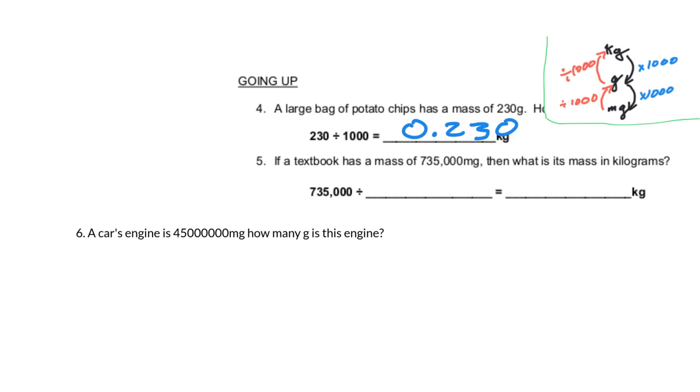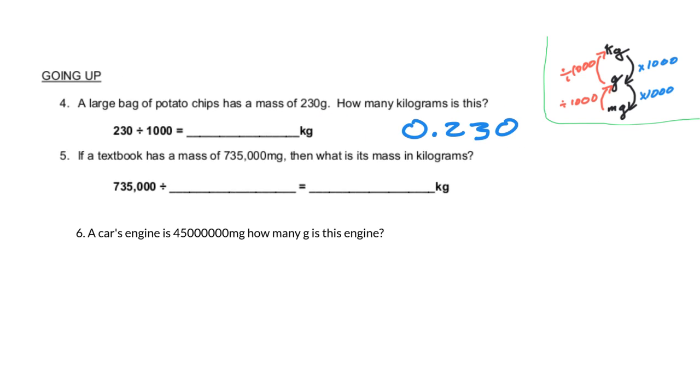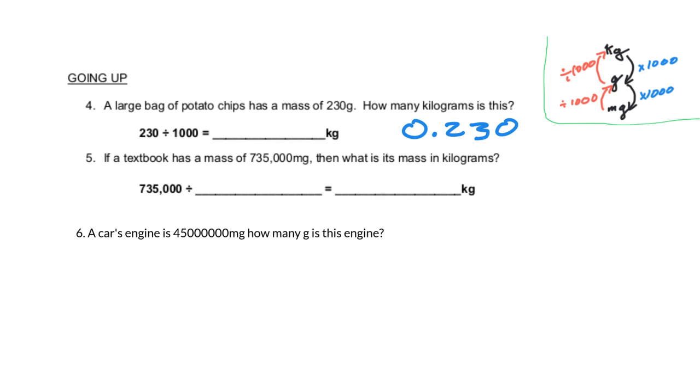Now, I'm just going to move this over here. Okay, so that's what we got for our answer. All right, so now let's take this and do the next one. So if we got a textbook, this textbook is 735,000 milligrams, and we got to turn that into kilograms.